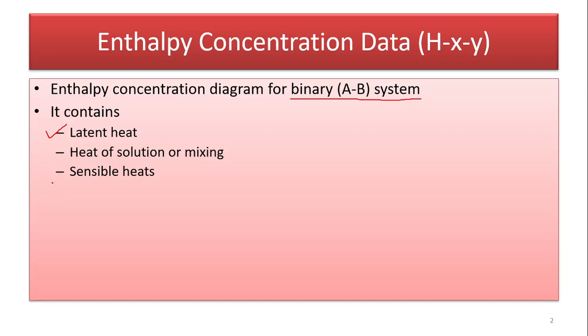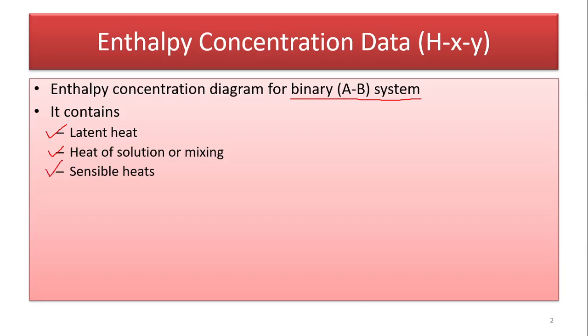Then the second thing that we should know is the heat of solution or heat of mixing. Since this is a binary system, means there are more than one component, it is not pure, that is a mixture. So obviously if you add A into B or B into A to make a solution, to make a mixture, there is always a heat of solution, sometimes added or sometimes released from the mixture. It can be positive or it can be negative. So this is the meaning of heat of solution.